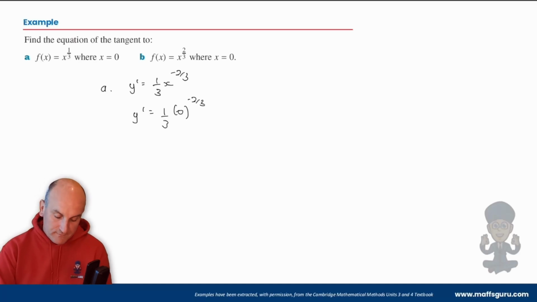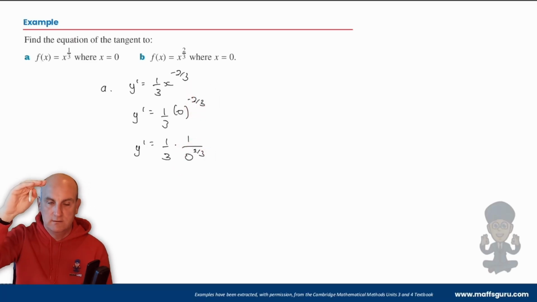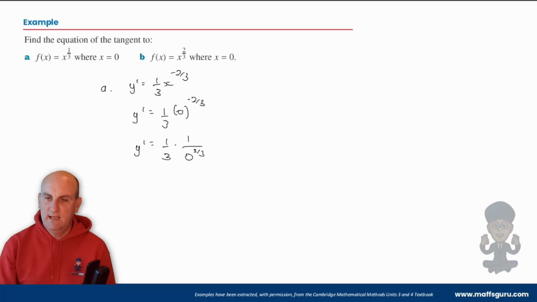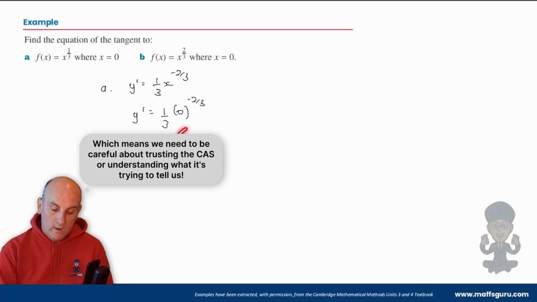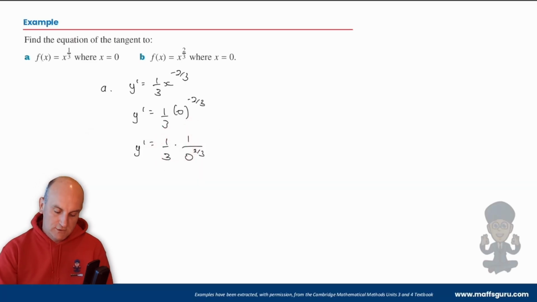Now we have to be careful here, because then we've got y dash becomes equal to 1/3 times 1 on 0 to the 2/3. Now again, why? Because that negative sign there basically means whatever's on the denominator, move it to the numerator. If it's on the numerator, move it to the denominator. And what do we notice here? Well, 0 to the power of anything is 0. 1 divided by 0, not possible. And so in this situation, what we find is y dashed is infinity, or in fact undefined.